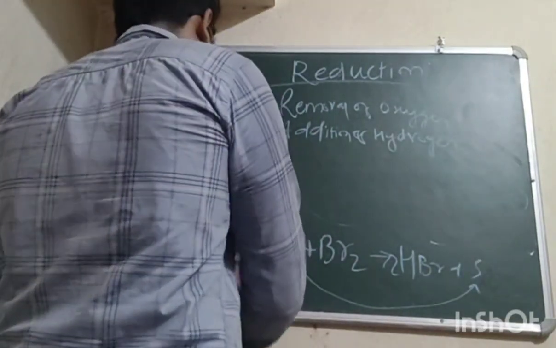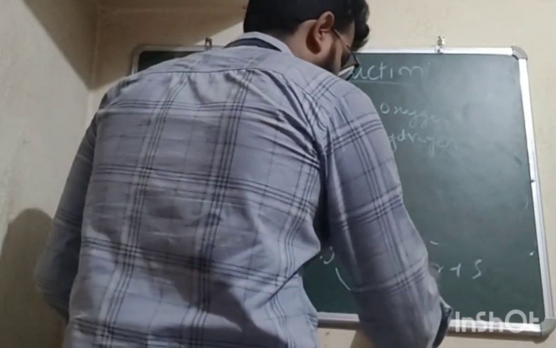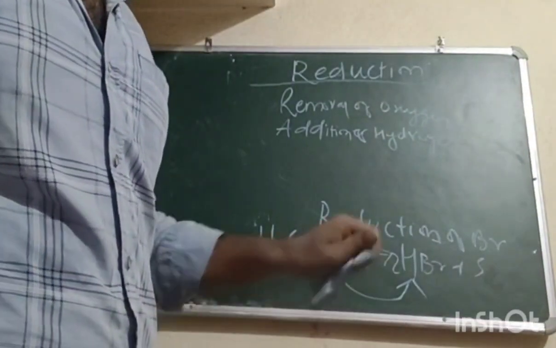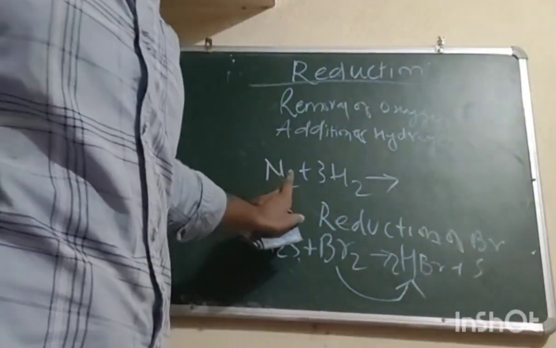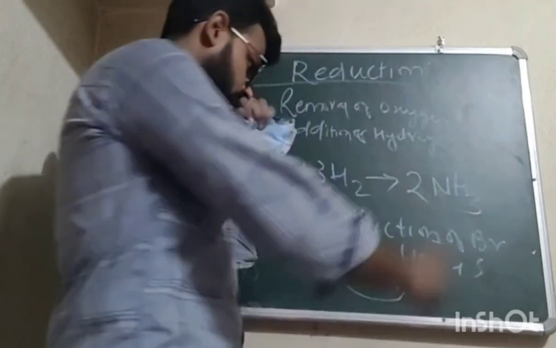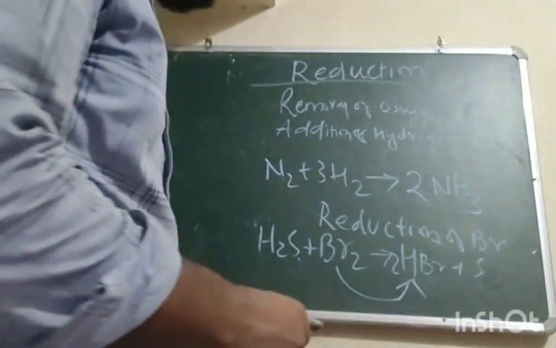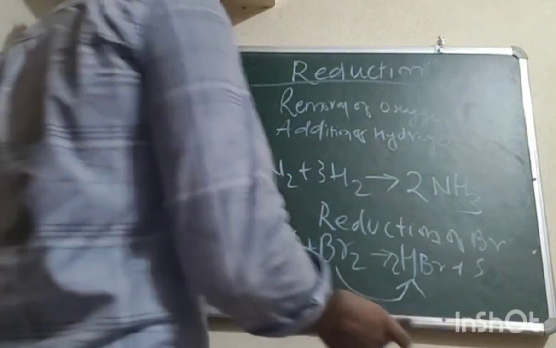So we can say hydrogen is added with the bromine, so reduction of bromine is seen here. Okay, like that. By this process ammonia is formed. Nitrogen is reduced because addition of hydrogen is taking place, right. There are many examples like that. Okay, ZnO plus C gives Zn plus CO. Let me write it for you.